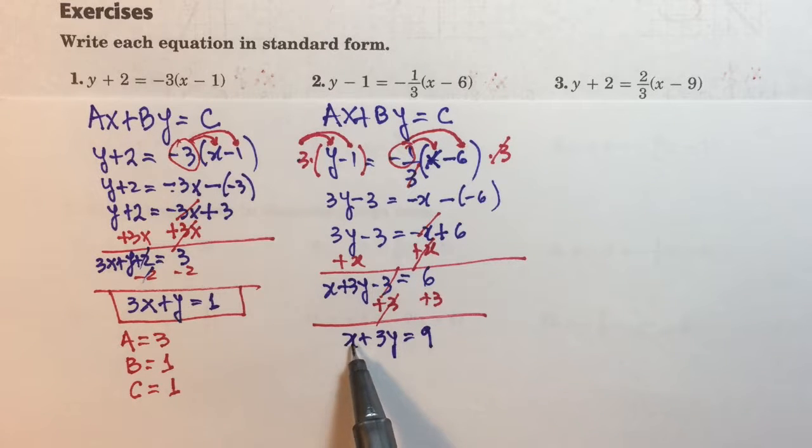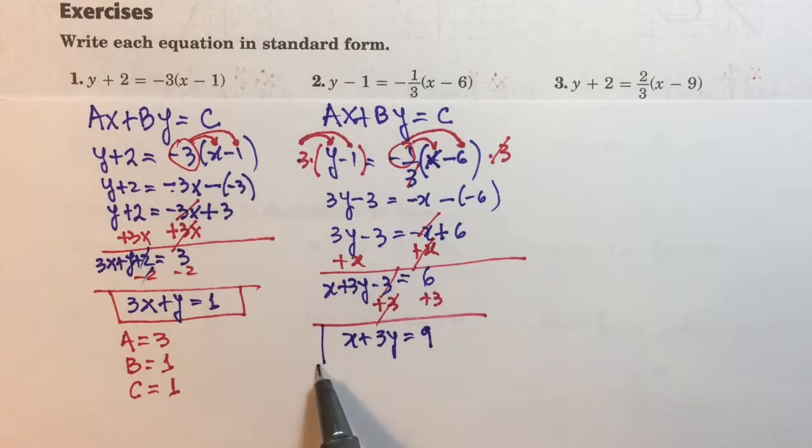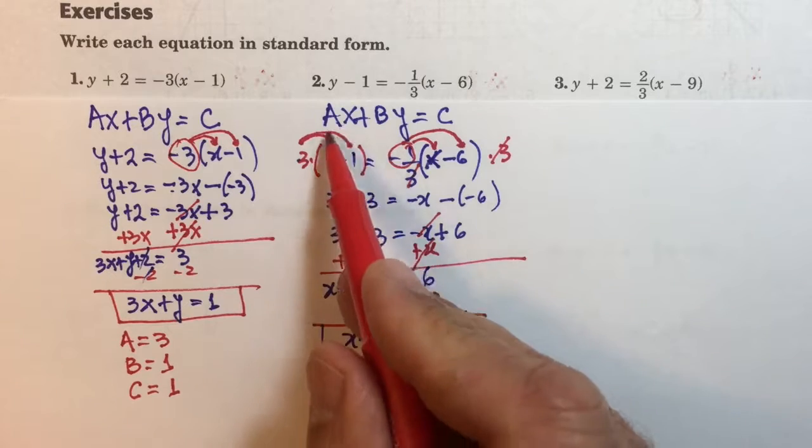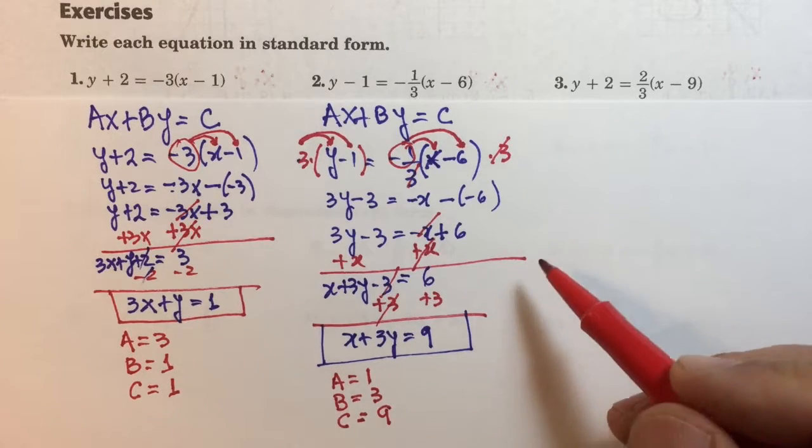And look at that, we have the x on the left side, the y on the left side, and the constant on the right side. Let's identify which one is A. A is going to be the coefficient of x. That's going to be, in this case, 1. My B is going to be the coefficient of y. That's going to be 3. And my C constant is going to be my 9.